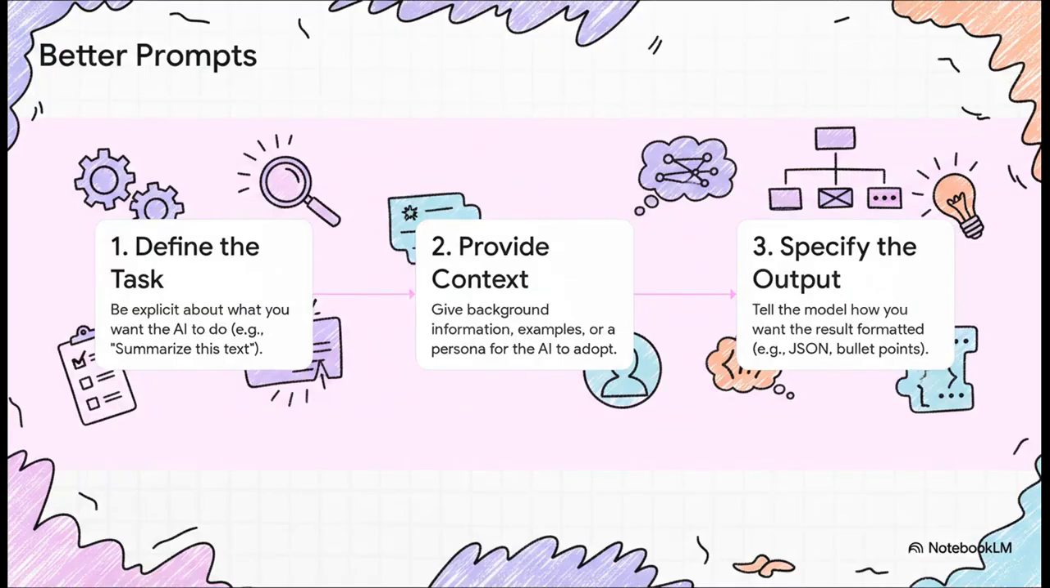So, how do you actually write a better prompt? Well, it kind of boils down to this simple three-step framework. One, define the task. Be super explicit, don't leave room for guessing. Two, provide context. Give it some background or tell it what persona to take on. And three, and this one is so important, specify the output. Tell it exactly how you want the answer formatted.